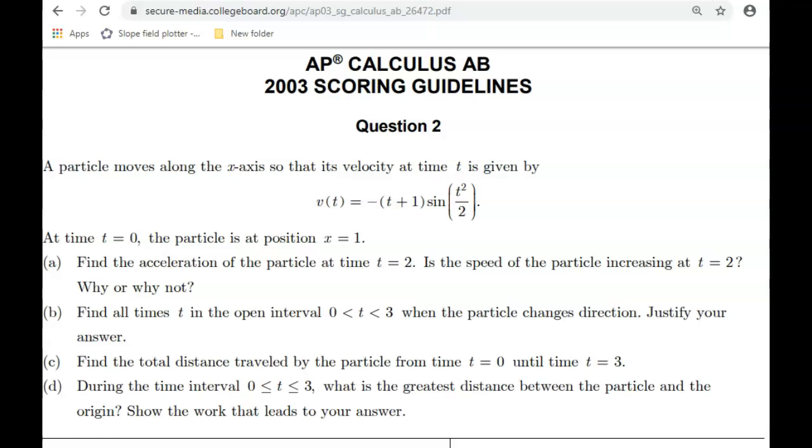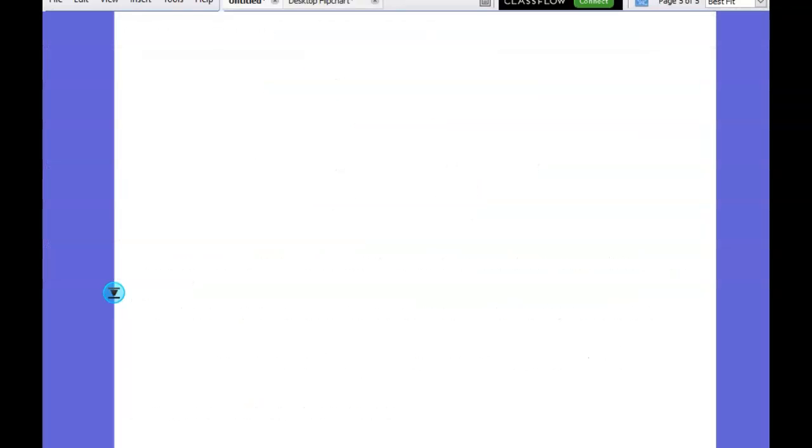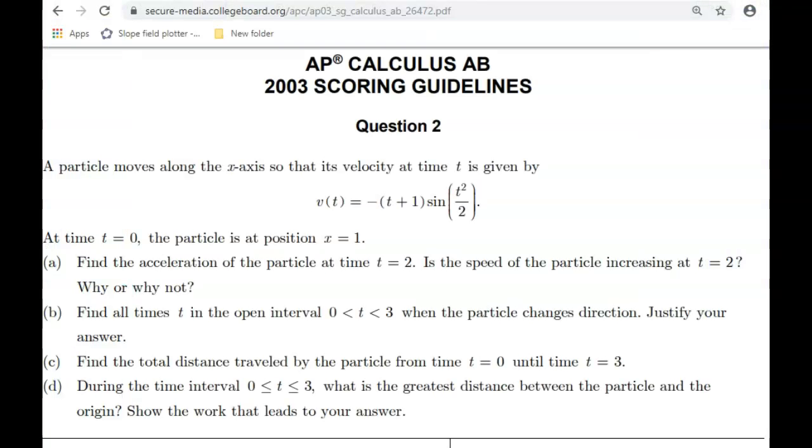The next one, on page 112 of your book, we're going to be doing A and B. Now with A, they want you to find whether the speed is increasing or decreasing at t equals 2. If you want to know whether speed is increasing or decreasing, you need to find both velocity and acceleration at t equals 2 and compare the signs. Now they're going to want an explanation why or why not. Okay, so let's go ahead and see what we can figure out here.